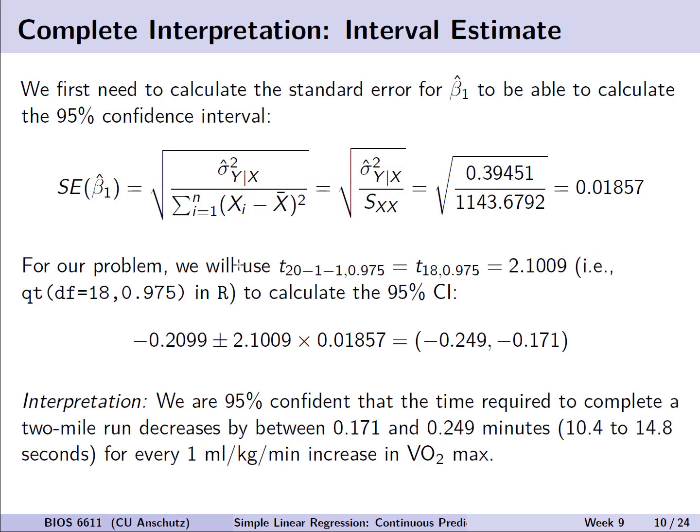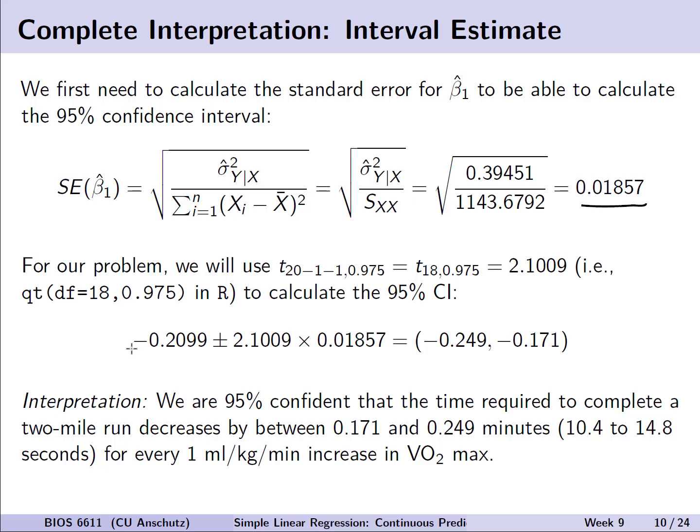In addition to a point estimate, we also want in our complete interpretation to provide an interval estimate of that point. In order to do this by hand, though, we first need to calculate the standard error for beta 1 hat in order to calculate a 95% confidence interval. Here we're going to leverage the formula we've introduced in a prior lecture and plug in the relevant values to see that the standard error for beta 1 hat is 0.01857.